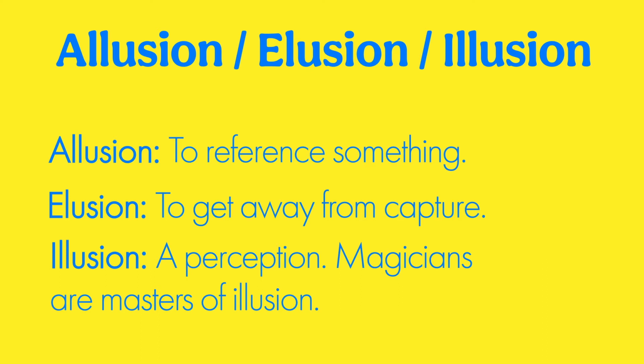So like the suspect eludes the police. The suspect eludes the police, so he gets away from capture. Whereas illusion is a perception. So we would say that magicians are masters of illusion. So they're masters of perception. They can trick us from the way we perceive things.